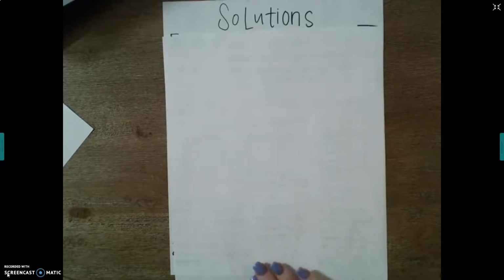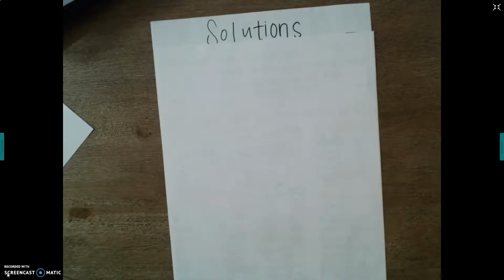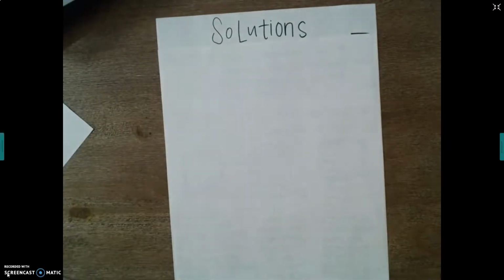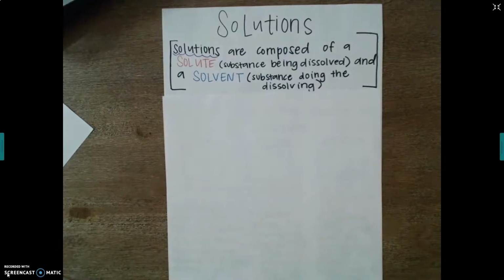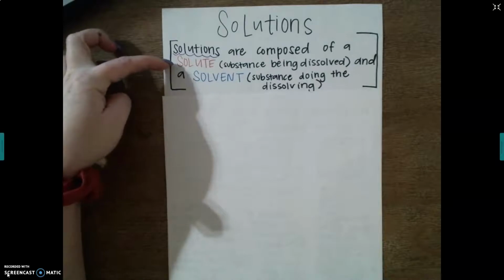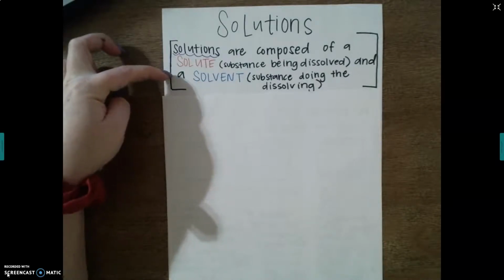So solutions, like mixtures, are going to be combinations of substances. Typically, it's going to be a liquid and a solid being mixed together, but solutions can vary in how much is being dissolved. So solutions are composed of a solute, which is going to be whatever the substance is that I'm trying to dissolve. Salt, sugar, chalk, whatever. The solute is going to be the thing that you are dissolving. And a solvent is going to be the liquid, typically, that is doing the dissolving. So if I'm mixing salt into water, salt is my solute, and water is my solvent.